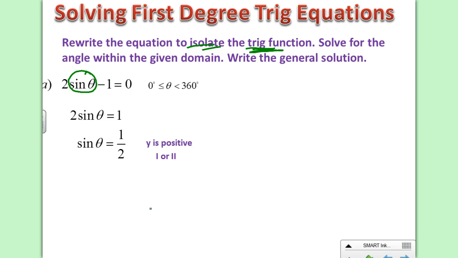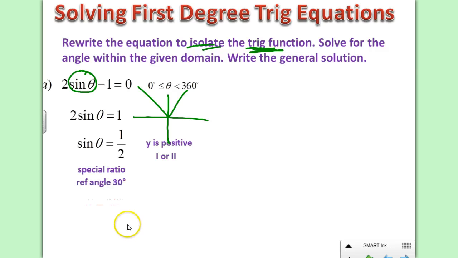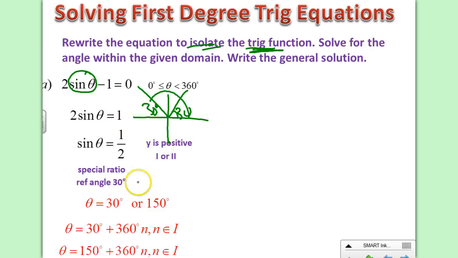So sine is positive. The CAST rule says that it's going to be in quadrants 1 and 2, right? And now we need to find out the reference angle. What's the reference angle? Well, that's a special angle. Turns out a half only happens, if you go back to your unit circle, in your special triangles at 30 degrees, exactly 30, right? So I put 30 degrees in quadrant 1, and I put 30 degrees in quadrant 2, and I get 30 degrees and 150. Those are my two answers, okay?